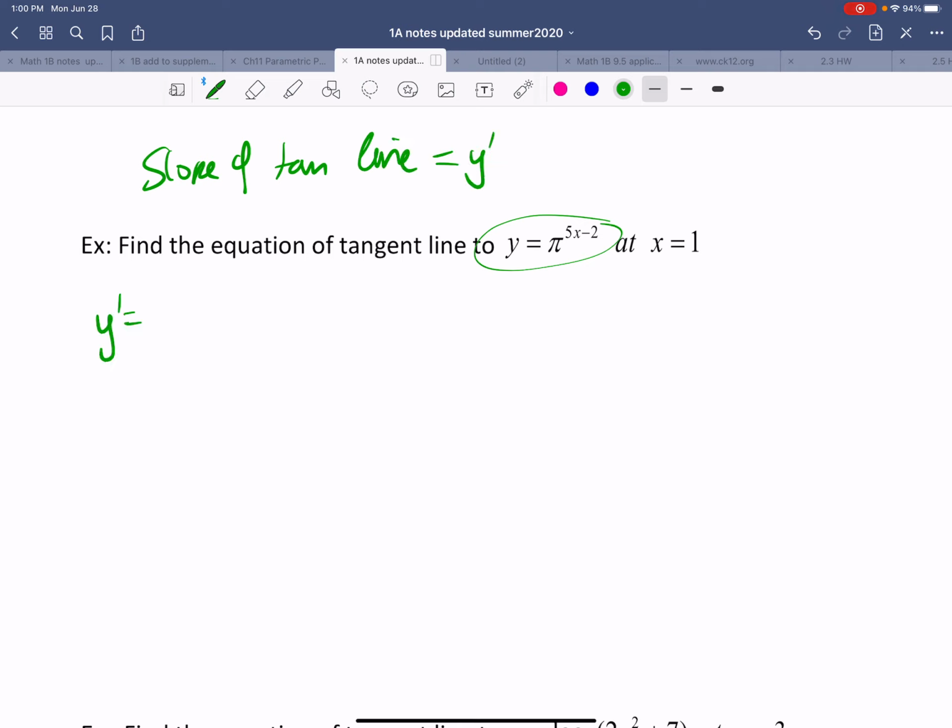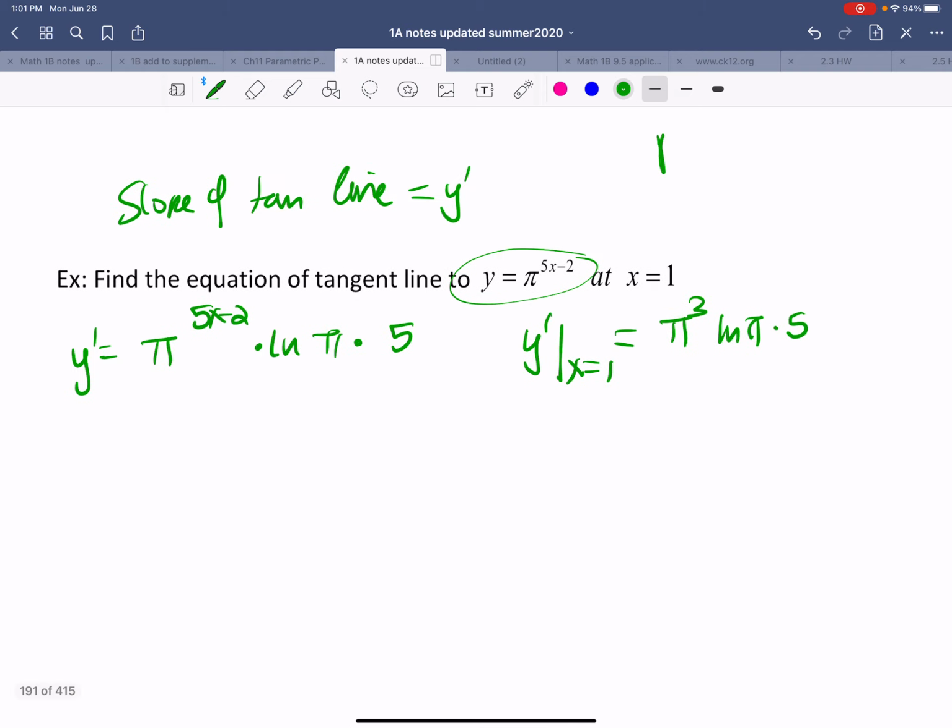So y prime in this case would be pi to the power of 5x minus 2. It's an exponential function times natural log of pi times a 5. So y prime when x is 1 is going to be pi raised to the power of 5 minus 2, which is 3, times natural log of pi times a 5. That's the derivative when x is equal to 1.